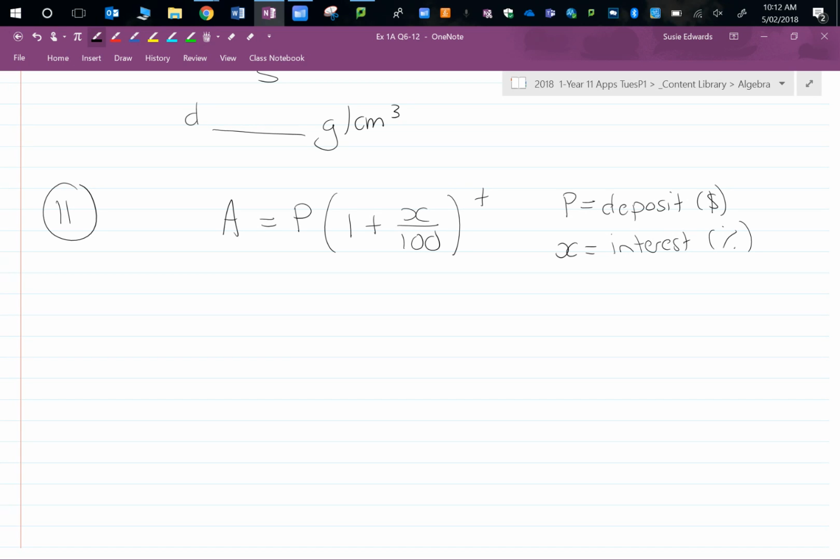Compounded annually, the amount in the account after T years. So what does T represent? Time in years, because it says T years. If it said T months, then it would be months. And will be A dollars. So A is something in dollars. It's that final amount, how much you're going to actually make over time.